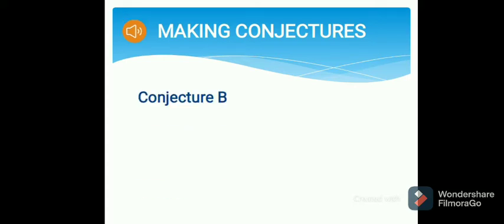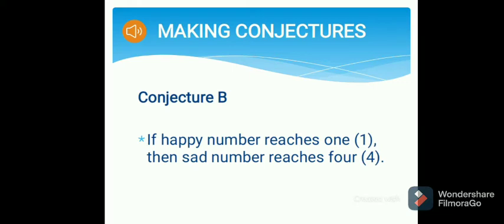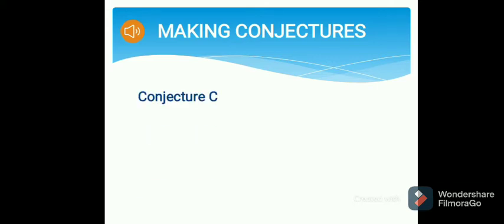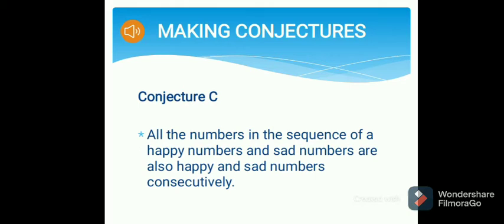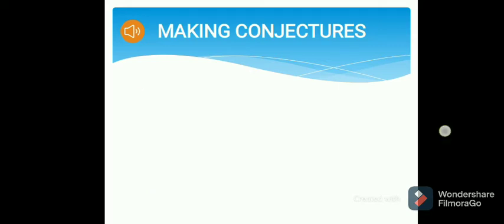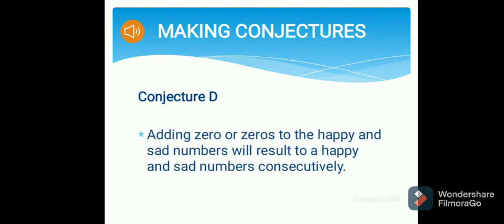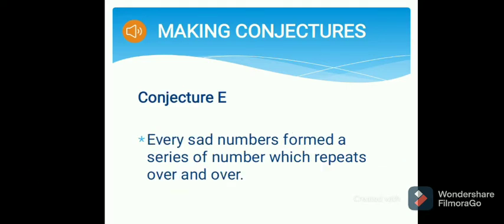Conjecture B. If a happy number reaches 1, then a sad number reaches 4. Conjecture C. All the numbers in the sequence of a happy number or a sad number are also happy or sad numbers, respectively. Conjecture D. Adding 0 or zeros to the happy and sad numbers will result in happy and sad numbers, respectively. Conjecture E. Every sad number forms a series of numbers which repeats over and over.